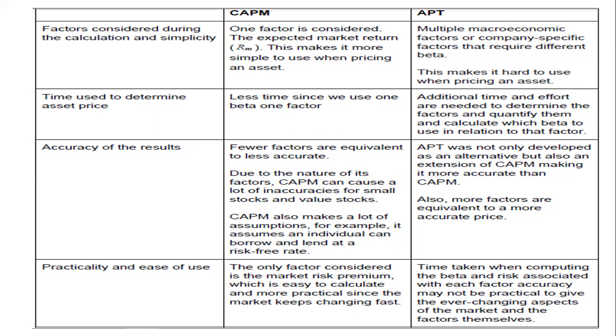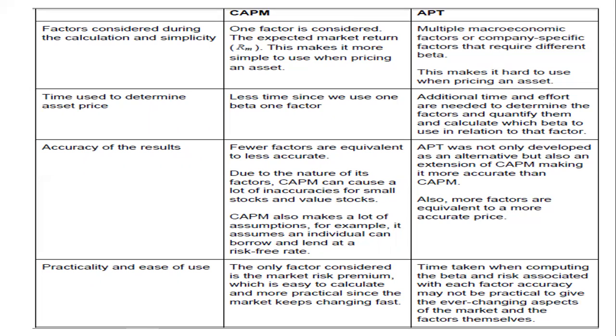Coming to the next, time used to determine asset price. Less time is needed since we use one beta, one factor in CAPM. But in APT, additional time and effort are needed to determine the factors, quantify them, and calculate which beta to use in relation to each factor, because here we are using multiple factors in the calculation.